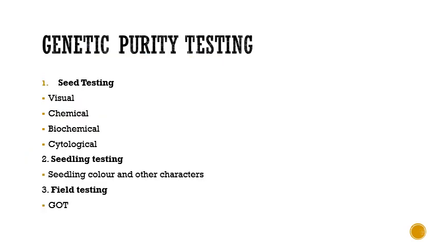Now coming to genetic purity testing, we have three types of testing. The first is seed testing, the second is seedling testing, and the third is field testing. Under seed testing, we have visual testing, chemical testing, biochemical testing, and cytological testing. Under seedling testing, we go for seedling color and other characters, examining the seedling. And under field testing, we have the GOT or grow out test, where we grow the entire variety or plant in a field and evaluate its morphological traits.